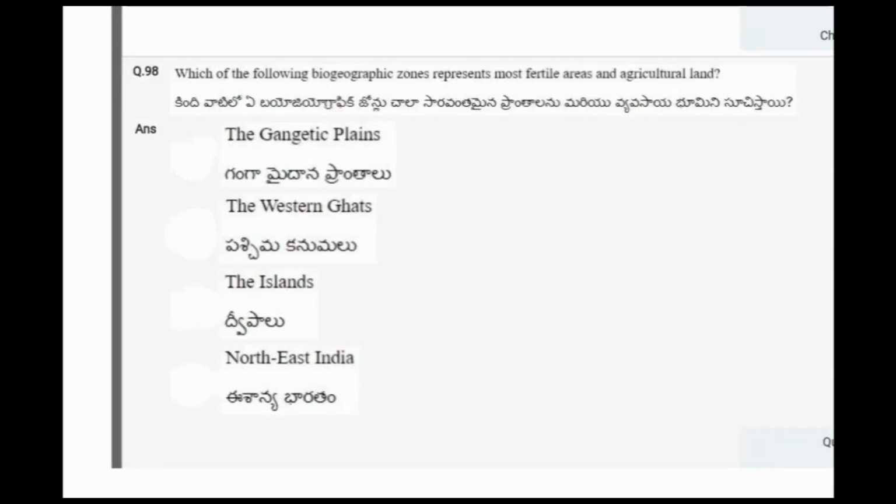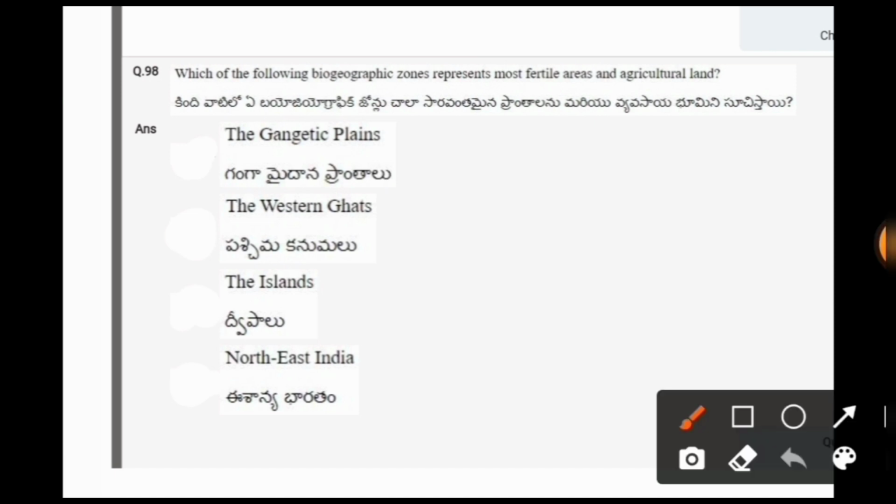Which of the following biogeographic zones represents most fertile areas and agriculture land? The options are the Gangetic Plains, the Western Ghats, the islands, Northeast India. The correct option is the first one, that is the Gangetic Plains.